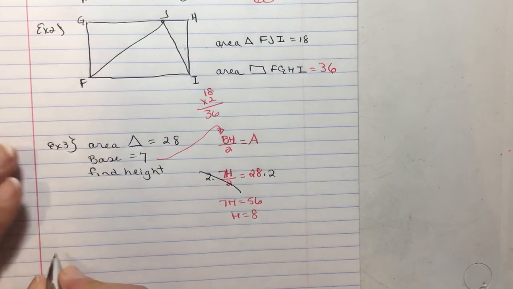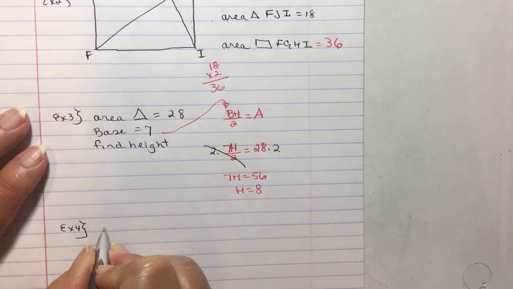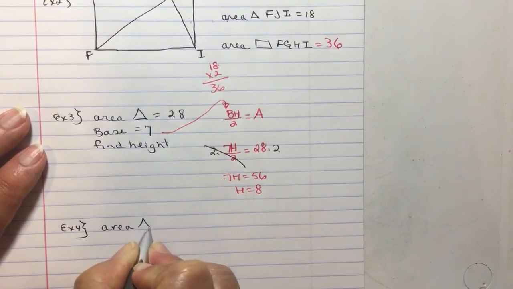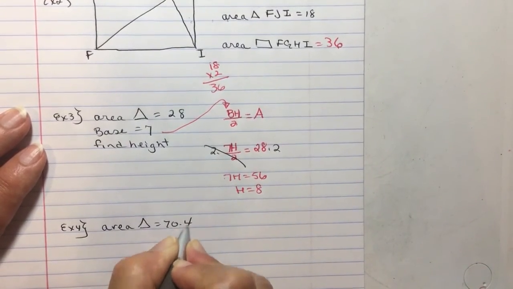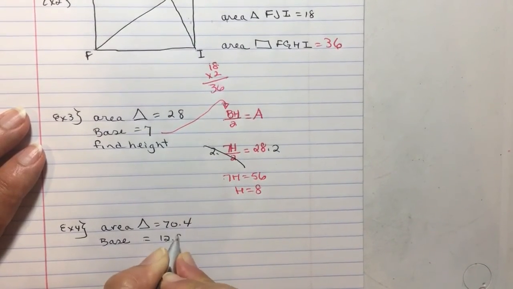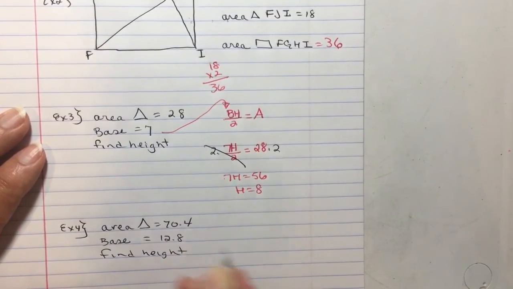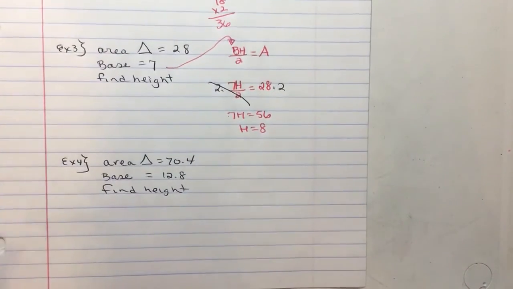All right, this last one, just the same. You might need a calculator. The numbers aren't quite as nice. You're going to have an area of a triangle of 70.4. The base of the triangle is 12.8, and you want to find the height. Go ahead and pause the video while you do that.